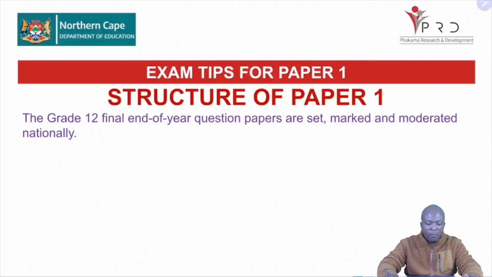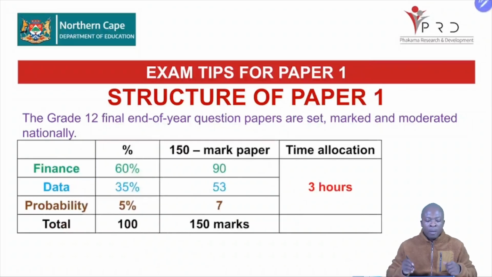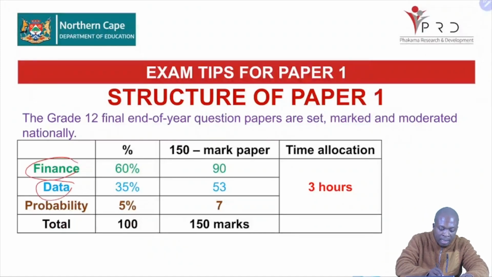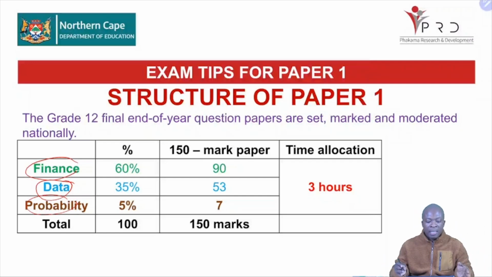So let's get into some examination tips. As you know by now, the paper is set, moderated, and marked on a national level, not on a provincial level. How does paper 1 look? It is going to have finance, data handling, and probability. Measurement, maps, and plans will be for paper 2. So our whole attention is on these 3 topics.